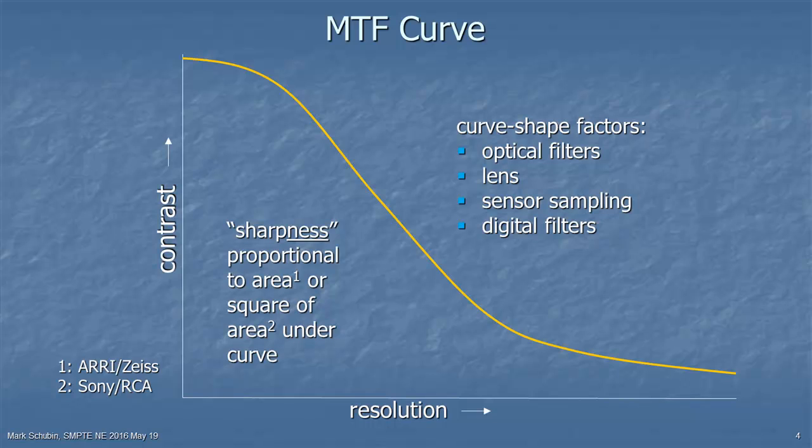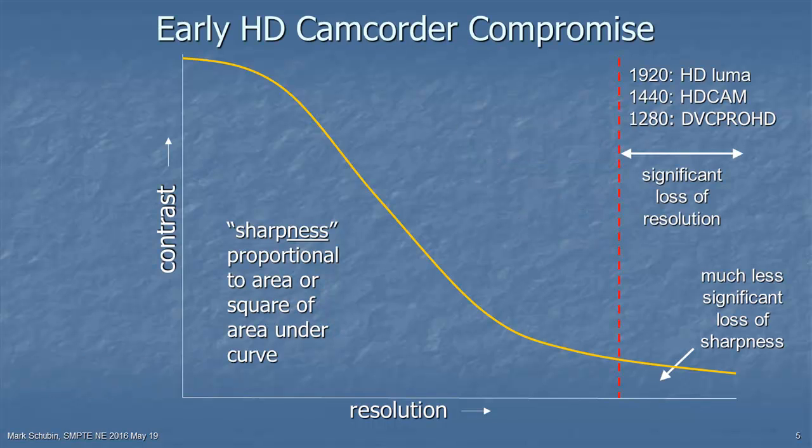Area under the curve is Ari and Zeiss. Square of the area is Sony and RCA. Whichever one you pick, obviously the area under the curve is fairly significant. And the shape of the curve is determined by lots of things: optical filters, lens, sensor sampling, digital filters, and so on. So when Sony came out with HD Cam, they were not at the time able to record the full HD signal, and so they did a compromise. They went to 1440 in the Luma instead of 1920, which meant that they were dropping a quarter of the resolution. But the area under the curve that they dropped is much smaller.